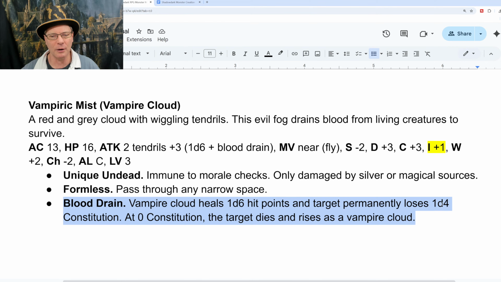You might say, well, hang on, 1d4 constitution permanently lost is a big deal. And I absolutely agree. Could it be a 1d2? Absolutely, but at this point, I'm willing to just let it be and see how it goes. The idea being that if you die, you become a vampire cloud or mist rather than a vampire spawn. I thought that was far more interesting, sort of creating more of itself.